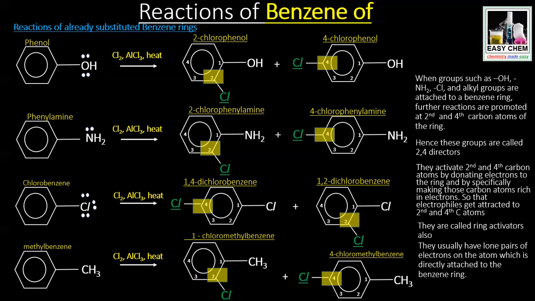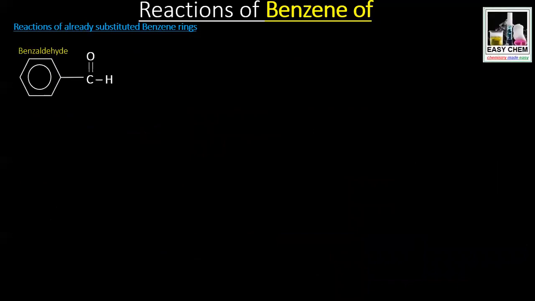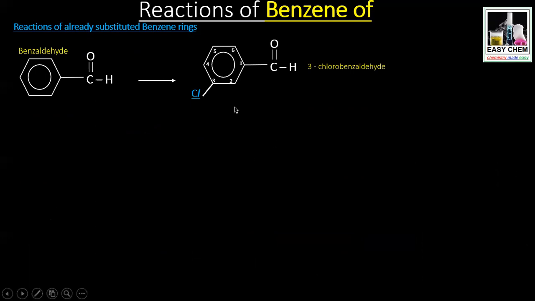I think this idea is very clear. Now, similar to this, we will talk about another reaction. Still, we are in the reactions of an already substituted benzene ring. This time we have benzaldehyde, an aldehyde. If benzaldehyde undergoes chlorination, we'll see what happens. Where has the chlorine gone? Chlorine has gone to the third carbon.